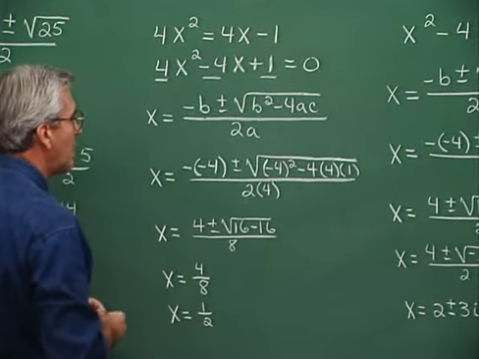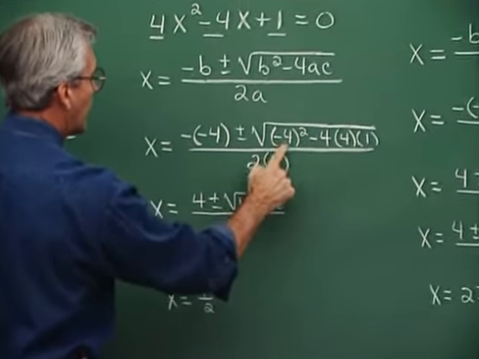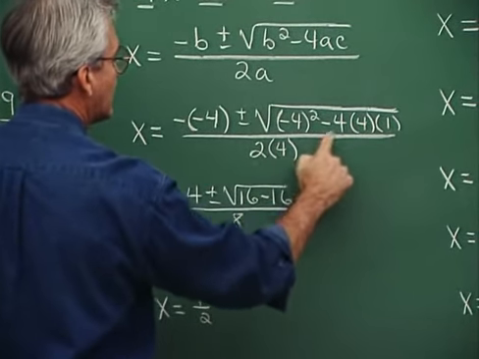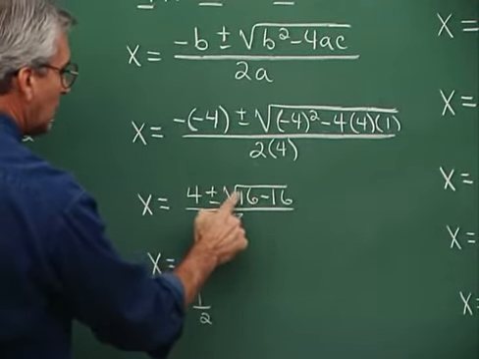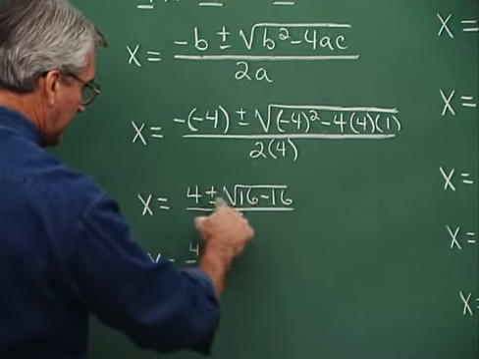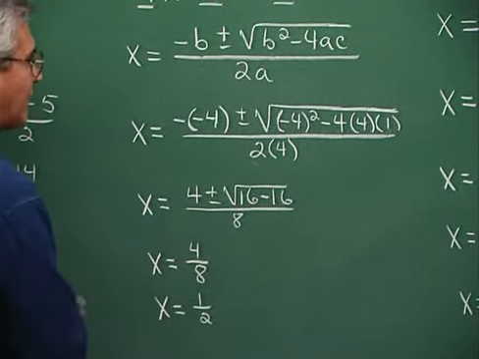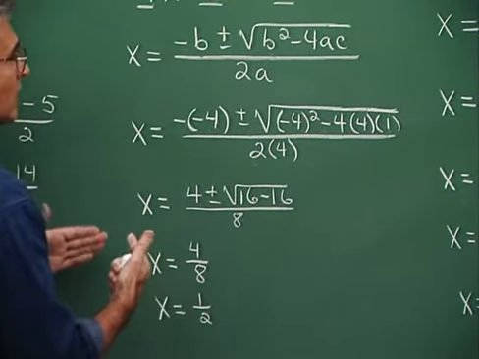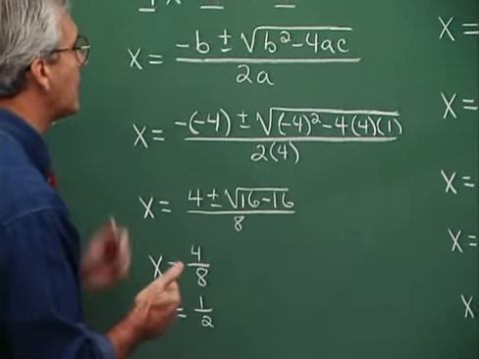And now we go through and perform indicated operations. The opposite of negative 4 is 4. Negative 4 all squared is 16. 4 times 4 is 16 times 1 is 16. So this is minus 16. And lo and behold, we have 16 minus 16 under the radical, so we really have the square root of 0. And the square root of 0 is 0, so this entire term goes out, so we have 4 over 8, or 1/2, for the value of x. Now notice there that only one value is coming out of this. Only one solution, or one root, is occurring for this quadratic equation.